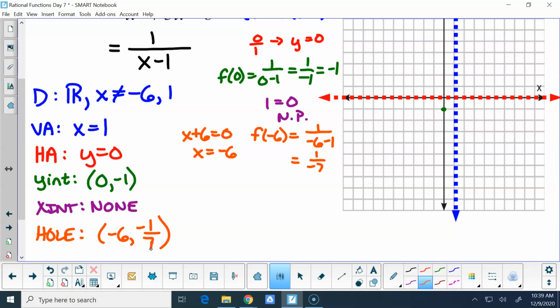That's why it's a hole. It's a point of discontinuity. There's my hole. Draw it in.